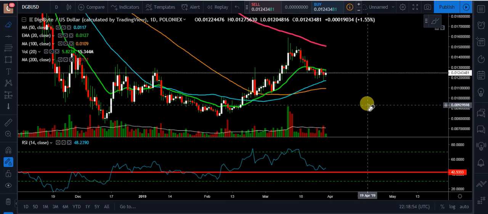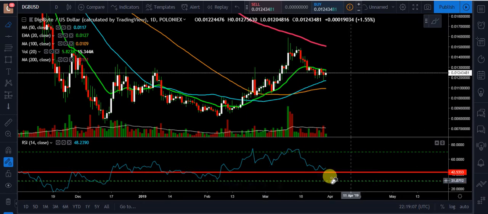I like the 100 moving average and the 200-day moving average, and what that gives me is the short-term as well as the long-term movements of this market. So with the RSI, we're also at that neutral spot here. We're at 48, and what happened was we found support.